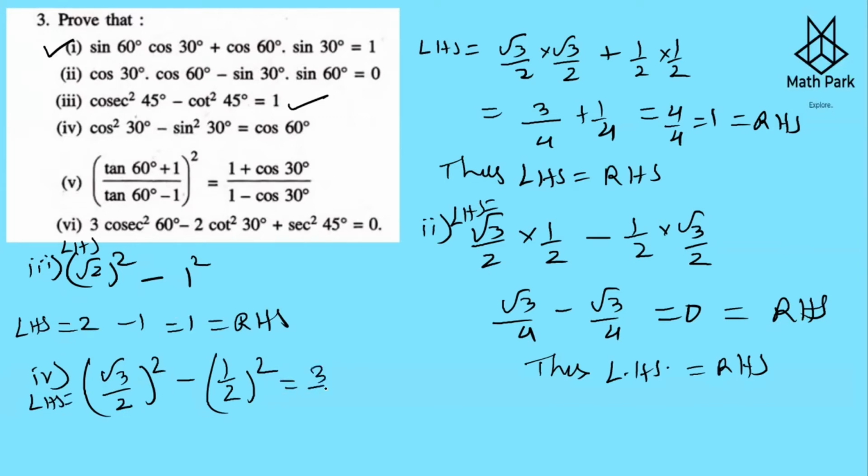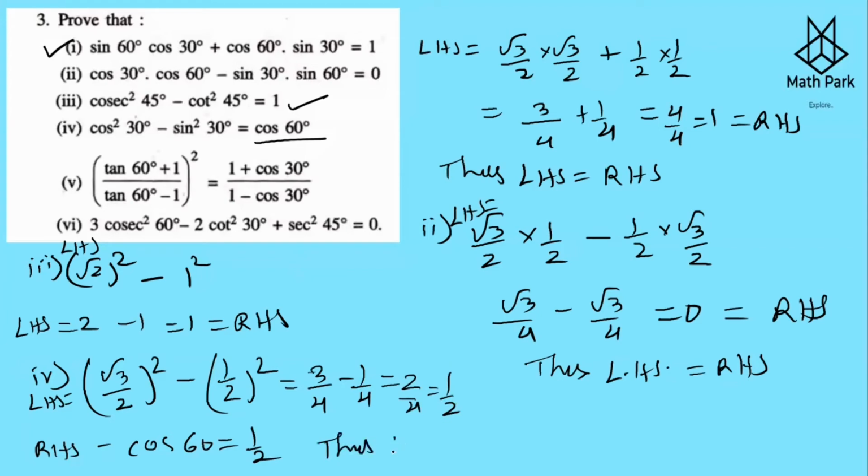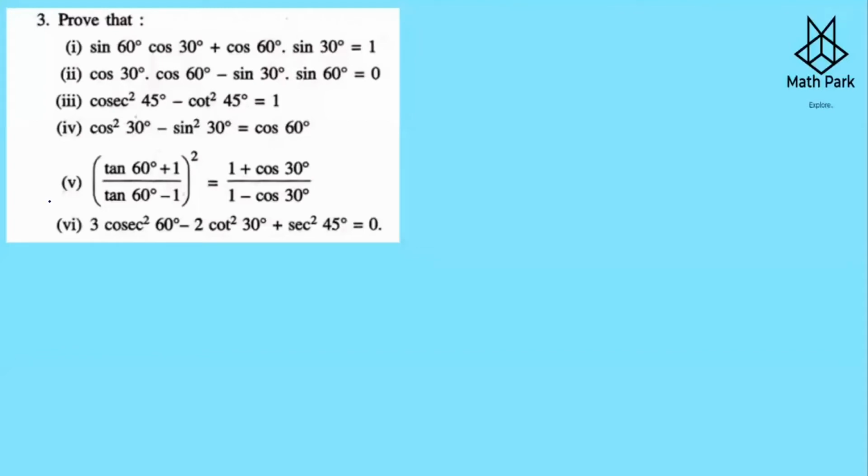Root 3 square is 3 and 2 square is 4. And this is minus 1 by 4. So 3 by 4 minus 1 by 4, we get 3 minus 1 is 2, 2 by 4, which is half. Now this is half, and we are asked to prove this is cos 60. So RHS is equal to cos 60 and cos 60 is equal to half. So we got both half and half. Thus, we get LHS is equal to RHS. Got it? We have done with the fourth part. Let us start with the fifth part.